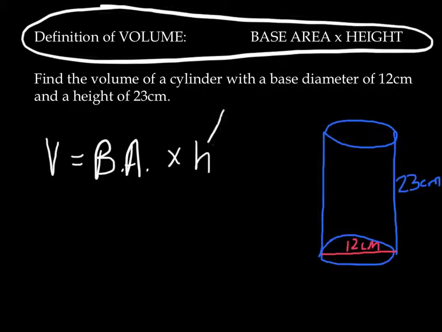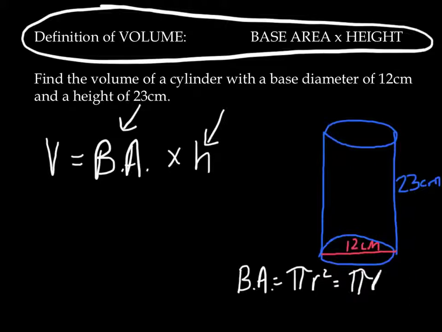Well, I know the height. That's 23 centimeters. But what about the base area? What could it be? Well, look at the base. It's a circle. So the base area of a circle is pi r squared. That's pi times, what's r? Our diameter is 12 centimeters. So our radius, well, that's half of the diameter. And so that's 6 centimeters.